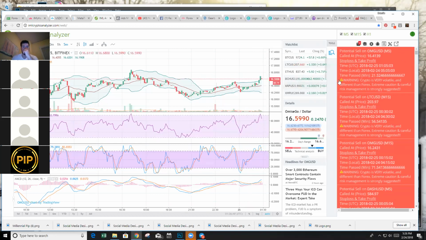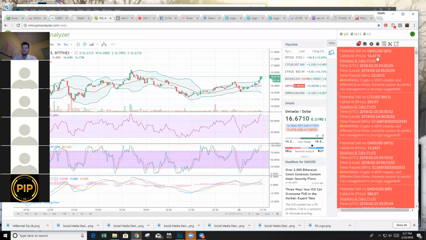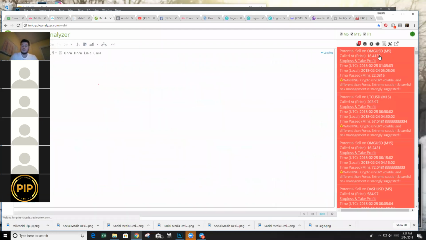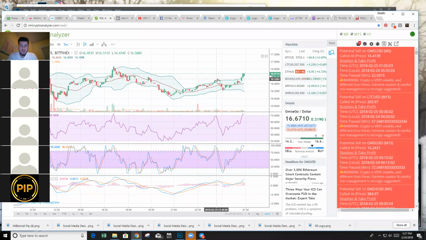So right here on the right side, you have the trades that it's calling out. What you want to pay attention to is, of course, the ones at the top. These are going to be the most recent. Right here, it tells you the potential sell. It's on OMG USD on the 5-minute time frame. It called out the price at 16.41. You can click on this and it'll take you directly to that chart. So we're on it right now, and it called it out at 16.41. Then it also tells you what time, how many minutes have passed. So it's been 22 minutes since they called out this trade.